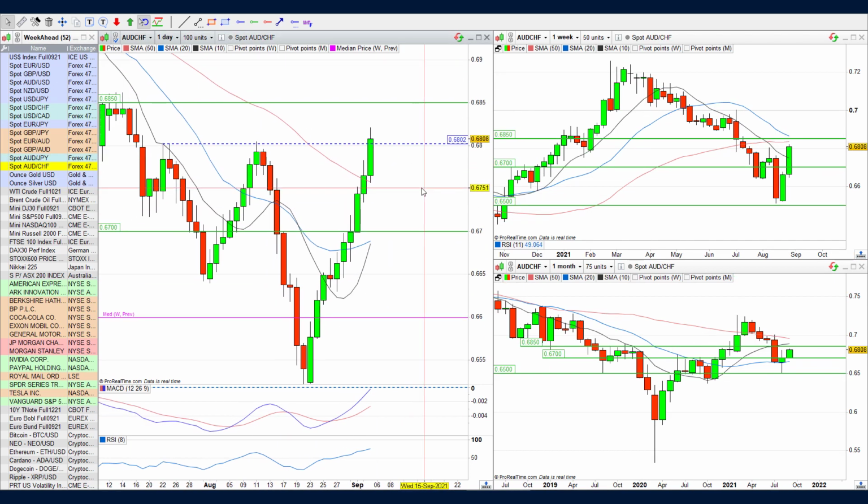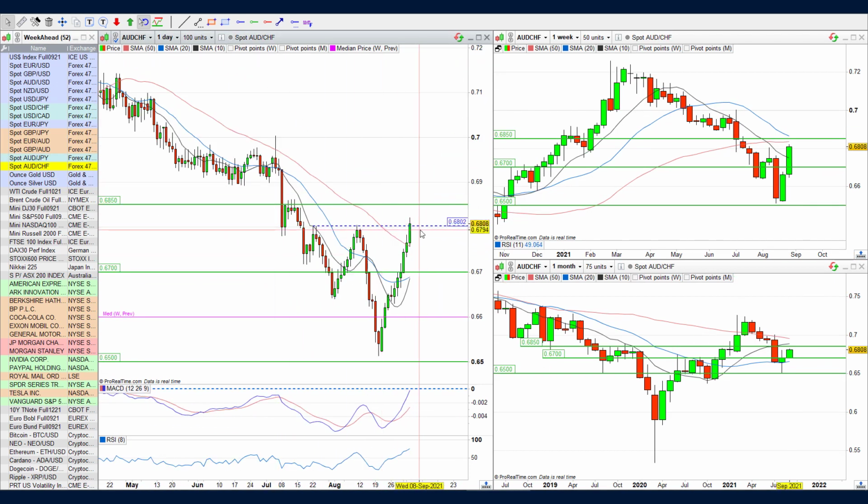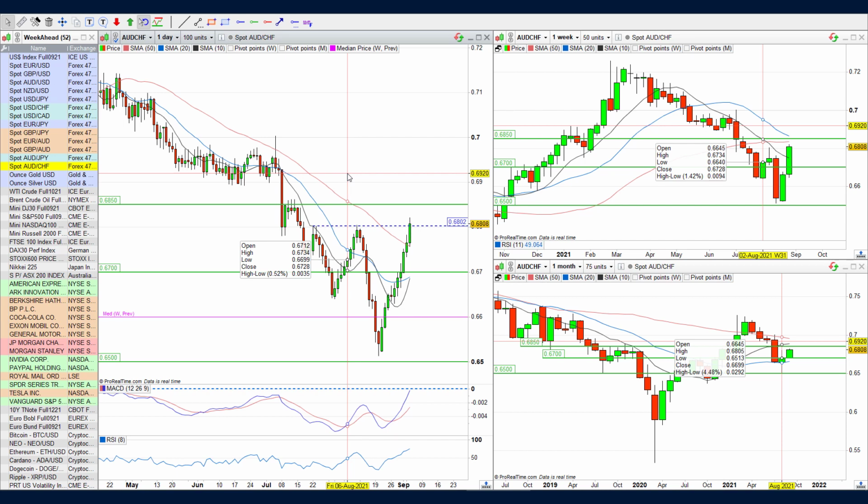And finishing off with Aussie Swissy, which is going to be a similar approach to what we've seen. It's had a really long move, and usually in situations like this, we do need some kind of a pullback. But if it does continue, perhaps a pullback down to test these levels anywhere in here, looking for opportunities to find more moves to the upside. And again, we've got that swing low on the monthly. So Aussie Swissy and Aussie yen effectively have the same approach in terms of trading plans.